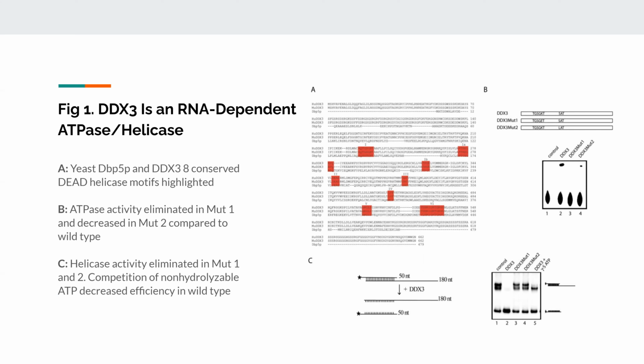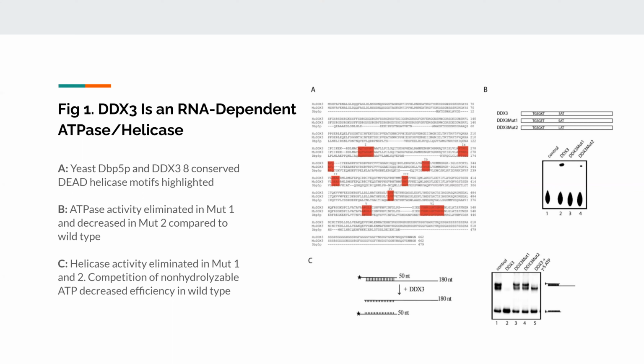Investigation was then done into whether DDX3 was an ATPase and if it was also a helicase. To do this, they made 2 DDX3 point mutants. One was formed by changing lysine into glutamic acid at position 230 in the ATPase motif. This was called DDX3 mutant 1. A second one was formed by changing serine into leucine at position 382 in the helicase motif. This was called DDX3 mutant 2.